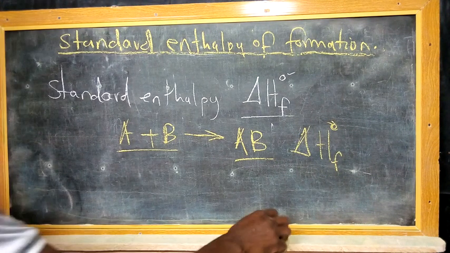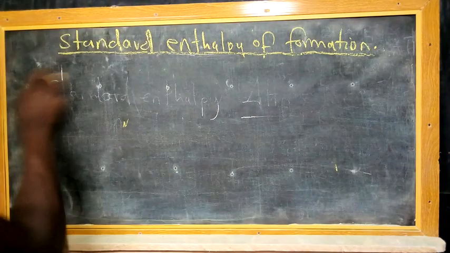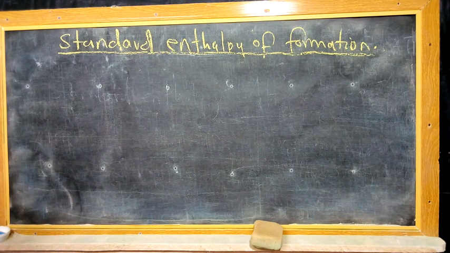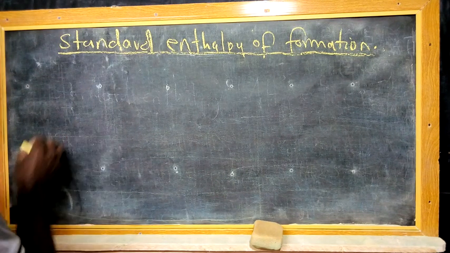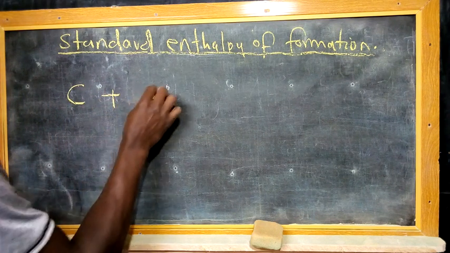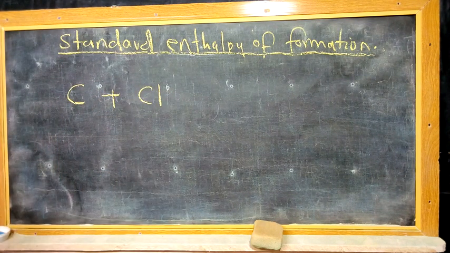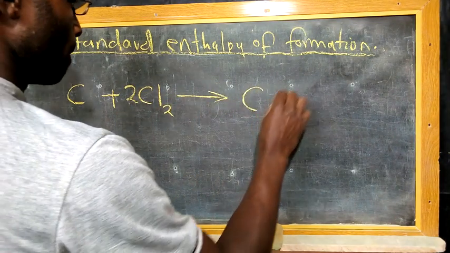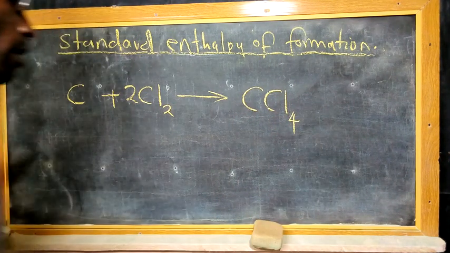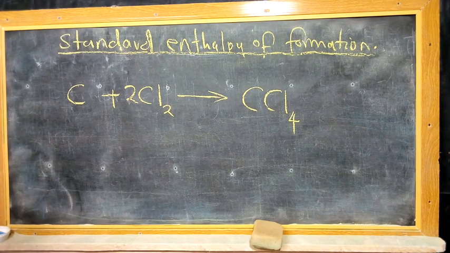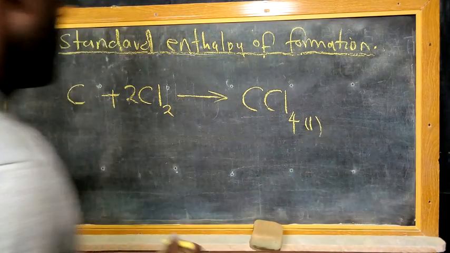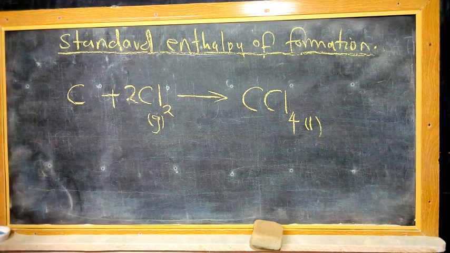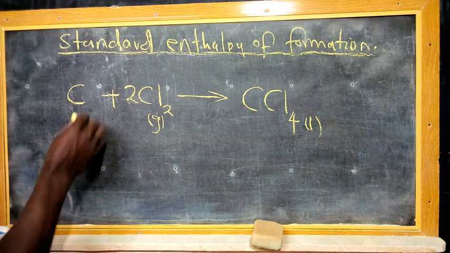So for that case, we can give an example of a reaction that we can use to demonstrate this kind of reaction. Let's give, for example, carbon reacting with chlorine gas to form a tetrachloro compound, carbon tetrachloride, that's a liquid. The chlorine is a gas. The carbon is basically graphite, which is a solid.